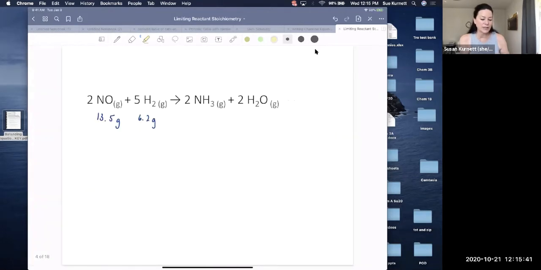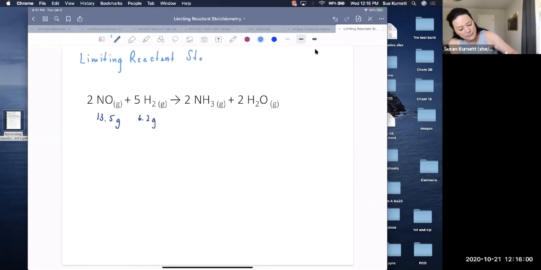So that's what I want to do here. This time I'm going to do stoichiometry, but with 2 starting amounts. And as soon as we have 2 starting amounts, we call this limiting reactant stoichiometry. What that means is one of the reactants is going to run out and limit how much product we can make. And so we need to figure out which one that is.